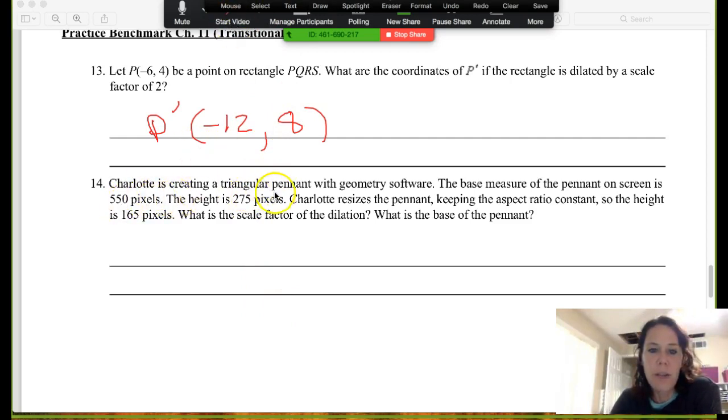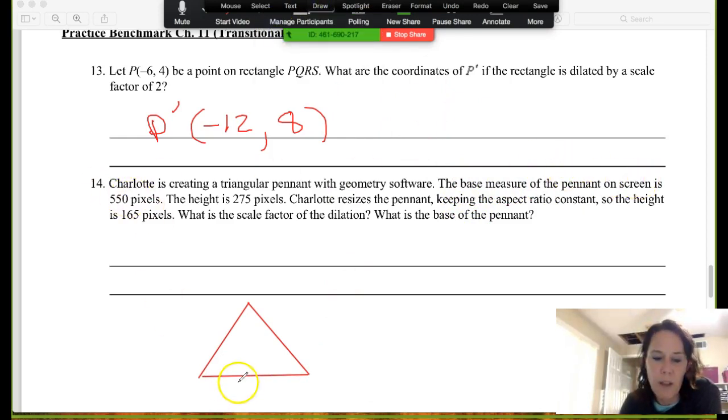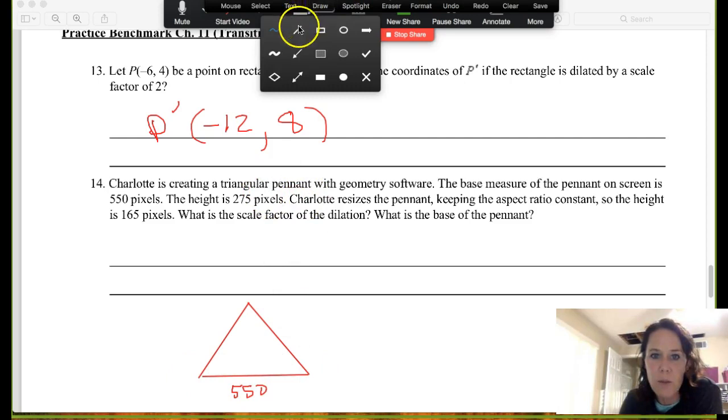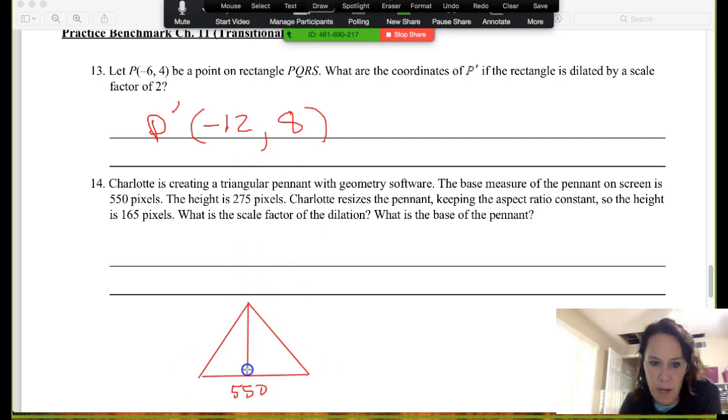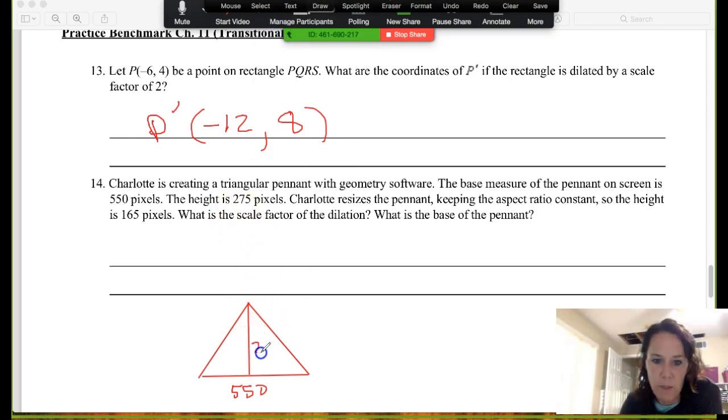Charlotte is creating a triangular pennant with geometry software. So I'm just going to draw a little triangle here to represent this pennant. I don't know exactly what it's like. The base measure of the pennant on screen is 550 pixels. The height is 275. So let's just make this be our height just to represent it and get a picture of what we're dealing with. 275 for the height. All right.